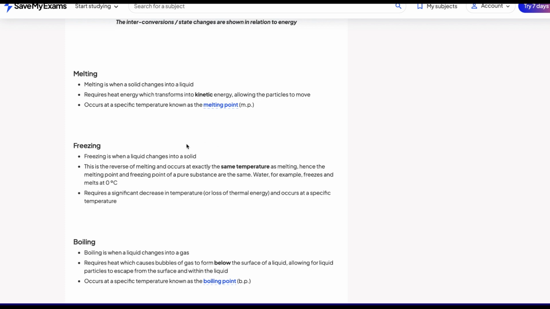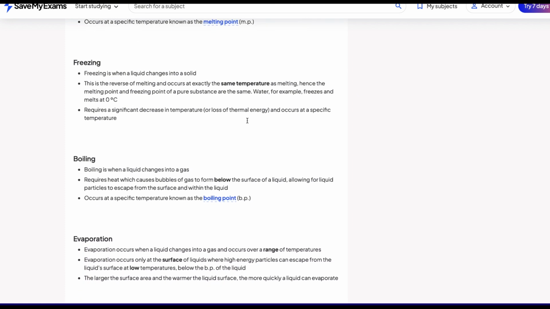We also say melting occurs at a specific temperature known as the melting point. The melting point is the temperature at which the solid turns into a liquid, and it has the same value as the freezing point also. It's usually 0 degrees. Is that okay? Now the second one is freezing.